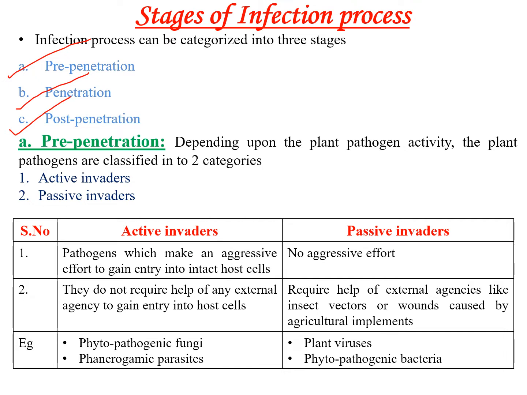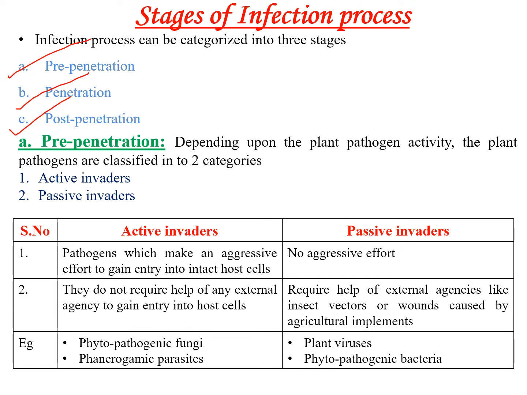The pathogen will execute some stages for giving successful infection, like what it does before penetration, in the penetration stage, and what will happen post-penetration. Each one we are going to discuss elaborately. Coming to the pre-penetration process, depending upon the plant pathogen activity, these plant pathogens are classified into two categories. First one is the active invaders and second one is the passive invaders.